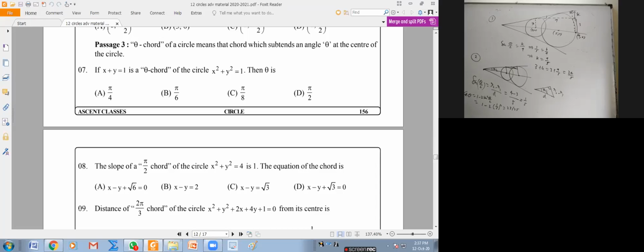Any doubt anybody has regarding the third question? Whether you completed or not, you can read passage 3 and try.